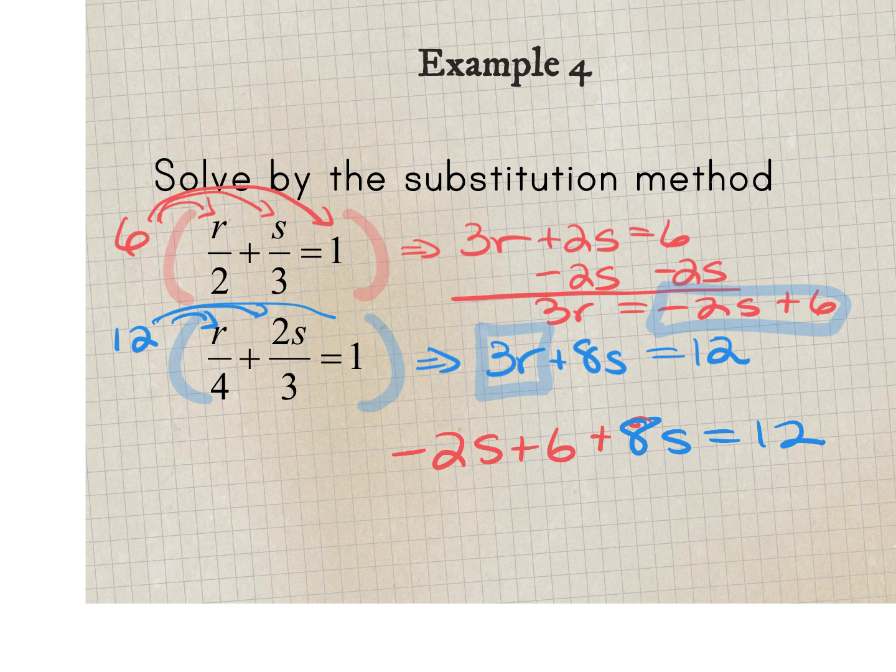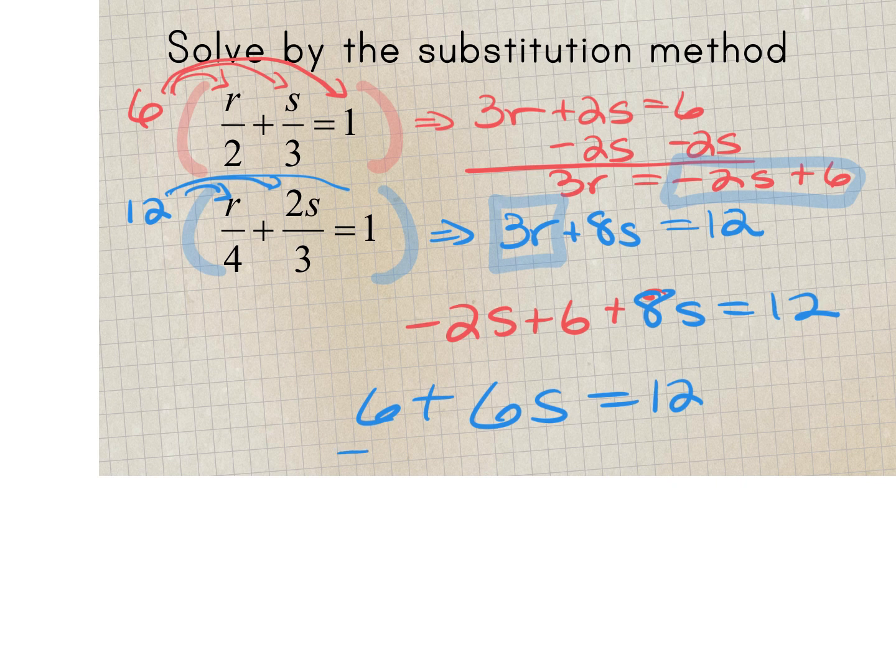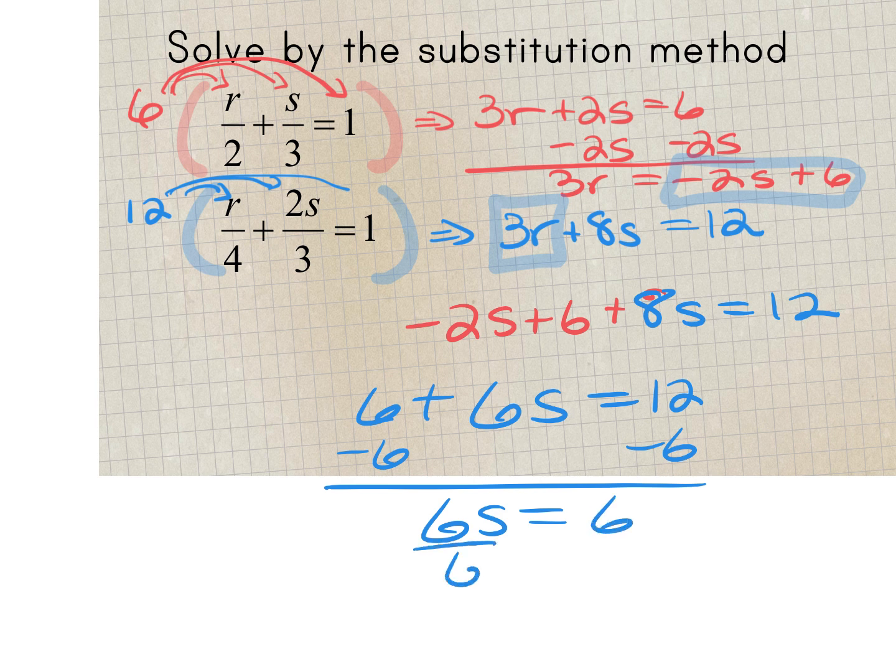All right, so I'm going to go ahead and add my like terms. Negative 2s plus 8s will give me 6s equals 12. I forgot my 6s, sorry. And then I also have a plus 6. So then I need to move the 6. 6s equals 6. Divide by 6, and s equals 1.